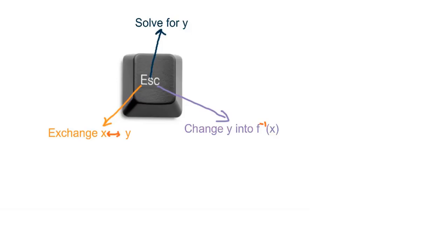We will use the ESCAPE button to remember the steps for finding an inverse function. E stands for exchange x and y. S stands for solve for y. C stands for change y into the inverse function symbol.